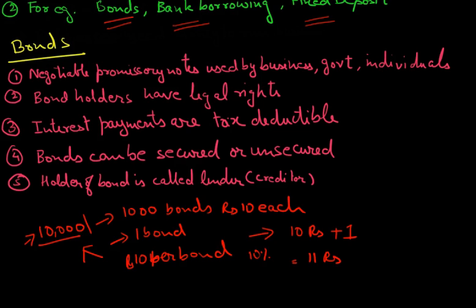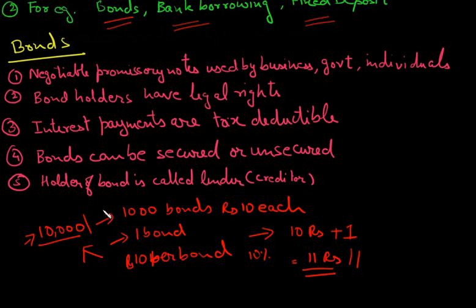Now this company has borrowed 10,000 rupees from the bondholders. In this case, all the bondholders or investors who own those bonds have legal rights to get back the money. So in case the company defaults, and after a year fails to pay the rupees 11 which has been promised by it, and fails to keep its word, in that case the bondholders can go to court and sue the company. They have legal rights to get back that money.